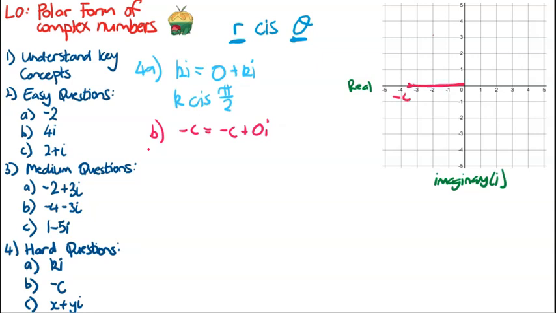Connecting that to the origin, that's the imaginary number we're dealing with. So we know how long it is. It's going to be C units long. And from the positive side over to here, we know that the argument's going to be pi. So putting those together, our polar form is going to be C cis pi.